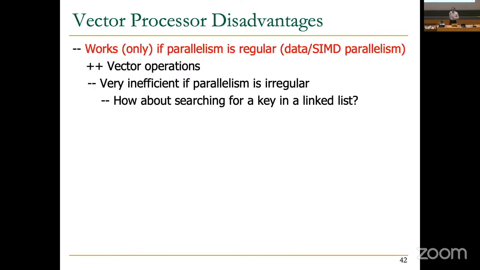Of course, there's a disadvantage. Like every idea, we have downsides and upsides, and the huge downside of vector processors is it doesn't always work, right? It works if parallelism is regular, data and SIMD parallelism. If you can fit your parallelism to this paradigm, it works nicely, meaning vector operations. But unfortunately, it's very, very inefficient if parallelism is irregular, like some of the programs that we have looked at. If you're searching for a key in a linked list, lots of dependencies, and you cannot parallelize, for example, very well, too bad. So you need to know if you can vectorize the program. We're going to talk about vectorizable loops. So your loops need to be vectorizable for this to work.